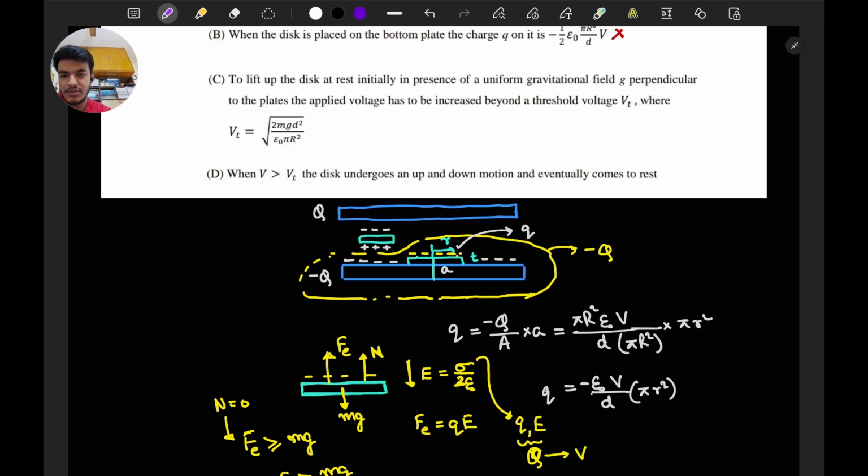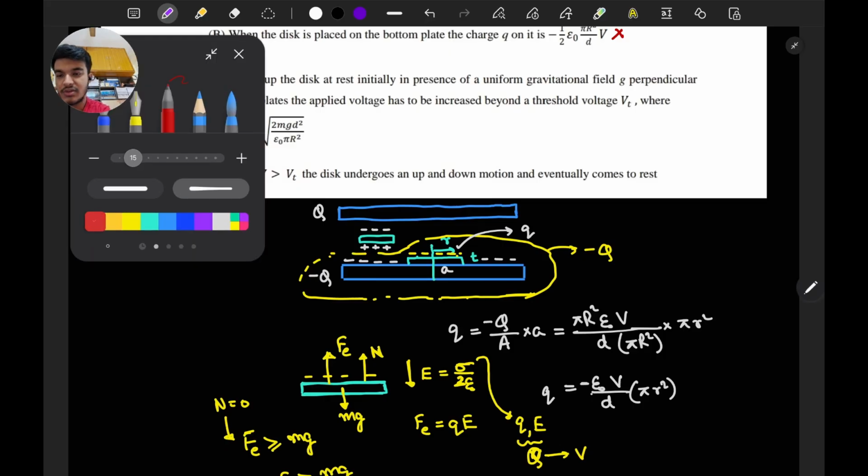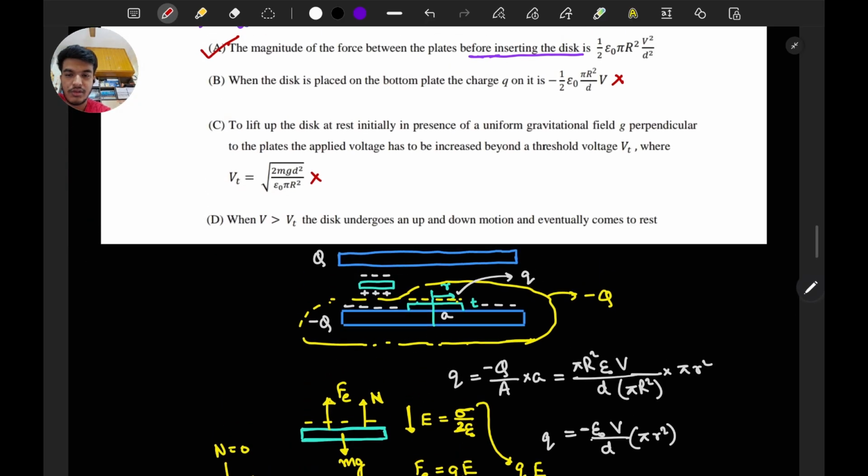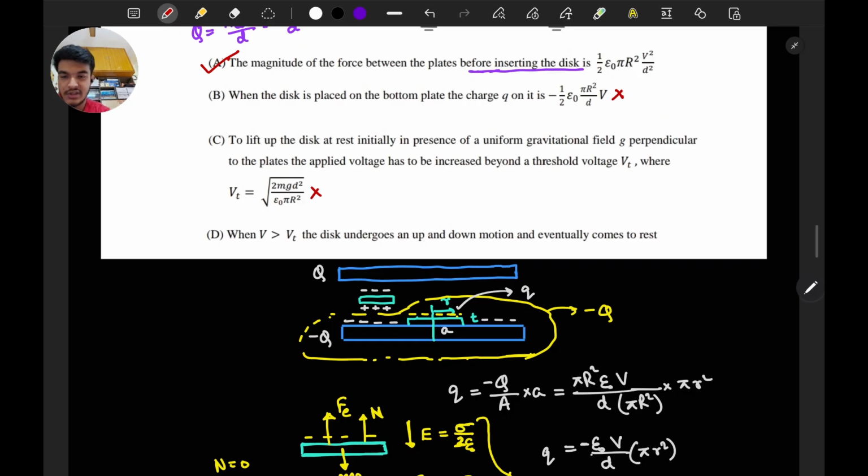2mg capital D square, sorry, small d square by epsilon naught pi capital R square. So it is wrong because we had small r there. So this is also wrong. Okay, now let us analyze the last option.